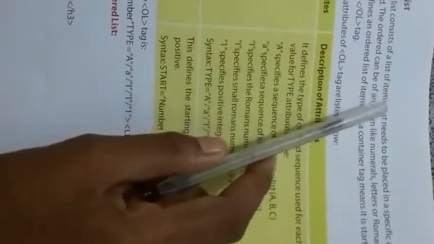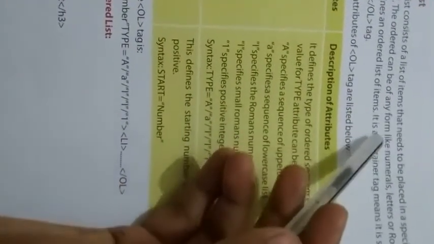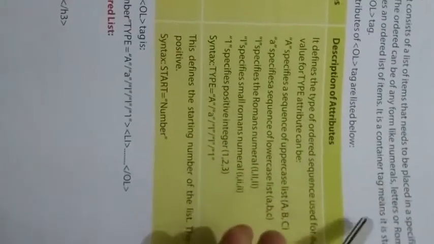An ordered list consists of a list of items that need to be placed in a specific order or need to be numbered, just like 1, 2, 3, 4. These are all called ordered lists. The order can be of any form, like numerals, letters, and Roman numerals. OL is the tag we have to write in our HTML document.